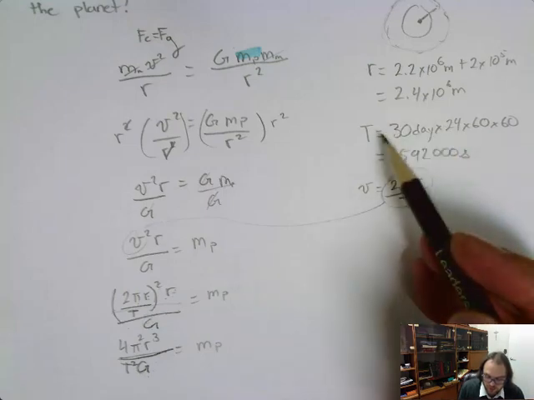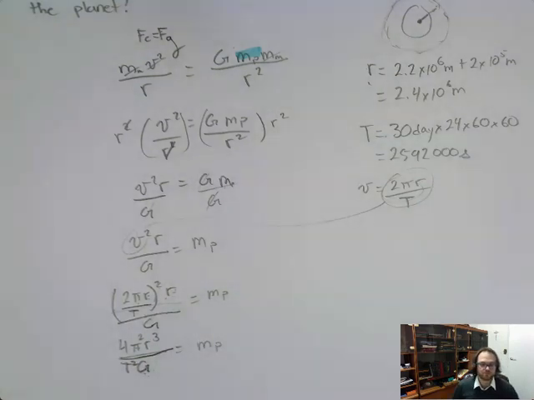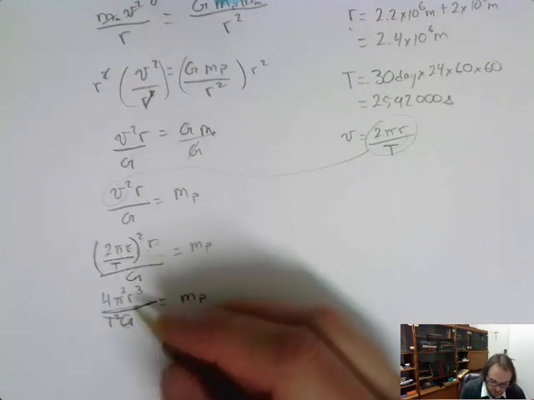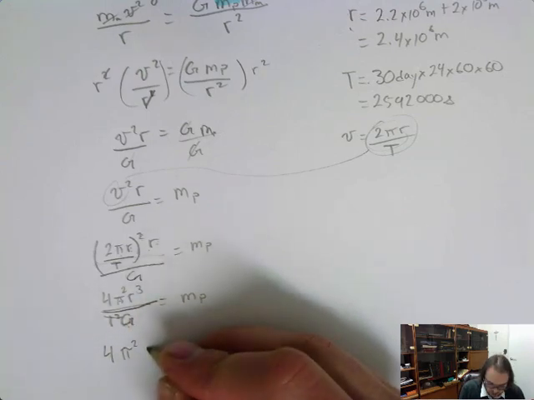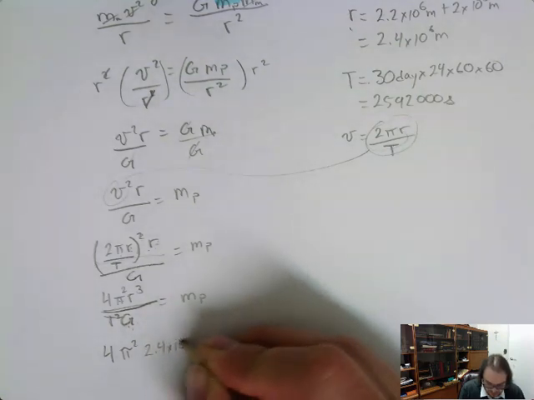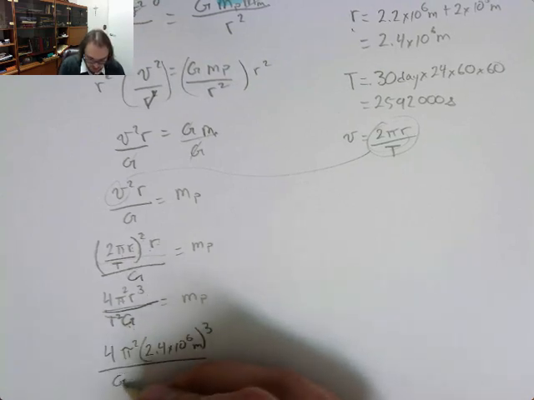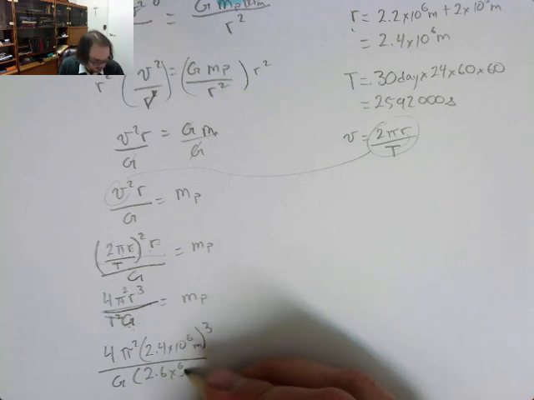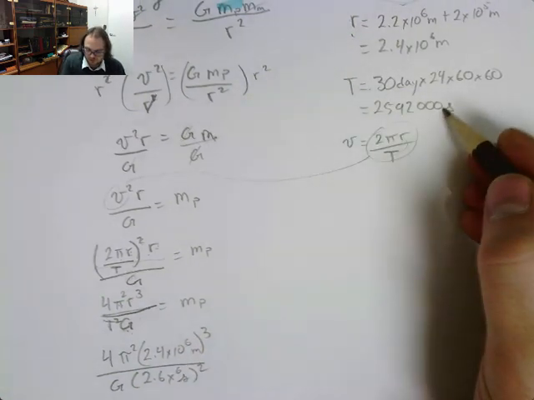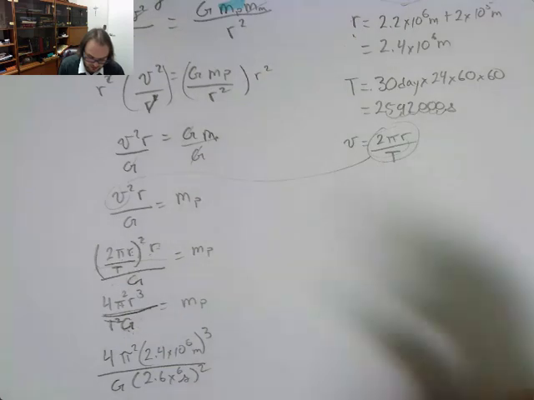We know all my variables. We know my period and we know my radius. There's the period, the radius, these two here are constants, and we have a 4. So let's try this out now. I'm going to go 4 multiplied by pi squared multiplied by my radius, which is 2.4 times 10 to the 6 meters, and this is cubed, all divided by my gravitational constant multiplied by 2.6 times 10 to the 6 seconds, and that's squared. I just put this, we have 1, 2, 3, 4, 5, 6, and I rounded to two significant figures.